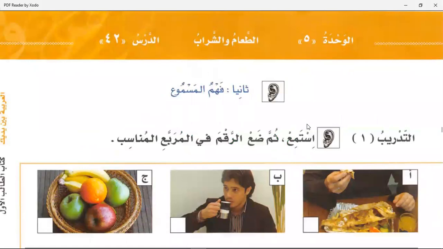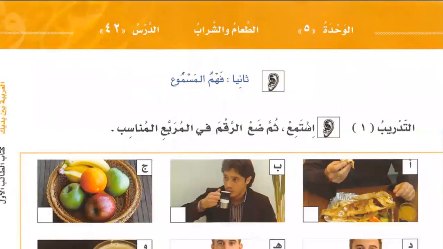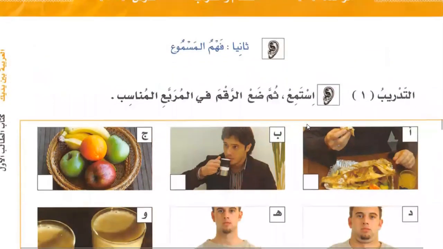Today we start الوحدة الخامسة، الطعام والشراب. الدرس الإسلامي 42. ثانيا: فهم المسموع.